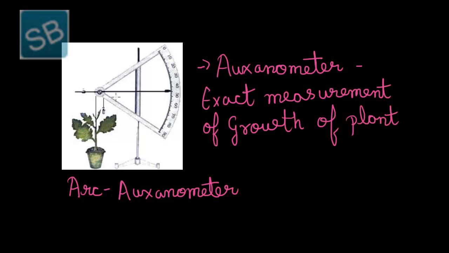Now, how does it function? As it can be seen from the figure, in this instrument, one end of the thread is tied to the apical bud area of the plant and the other end is passed over the pulley and is attached to the suspended area to which the pulley is attached, that is attached to the apparatus. Then it is suspended by a weight that is attached to the other end of the thread.